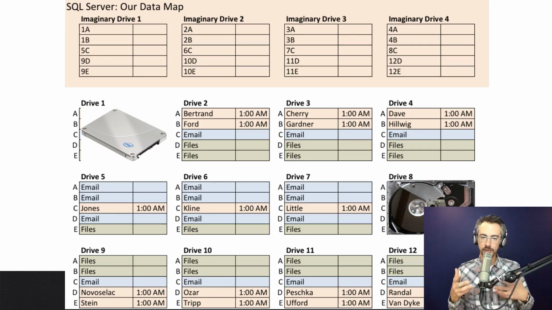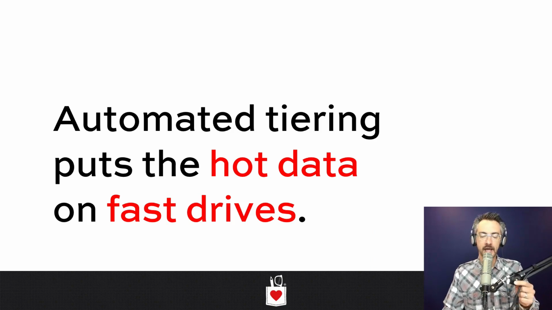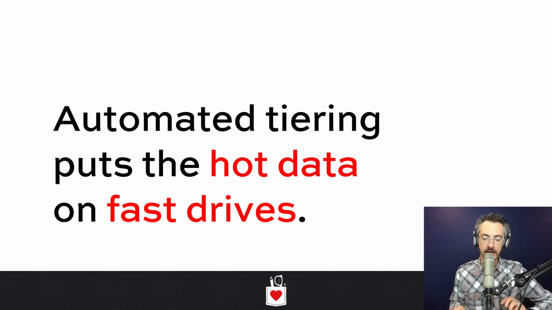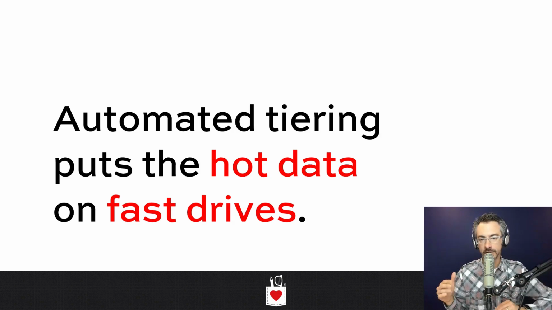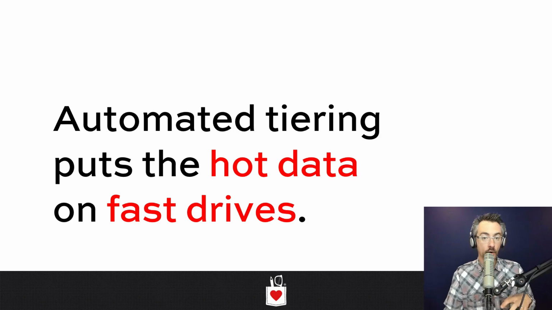The storage just looks at which data do you access a lot, which data do you not access a lot, which data do you change a lot, and which data never changes. And then, based on your change rate, it automatically puts frequently accessed, or what I would call hot data, on faster drives, and puts older, slower, less accessed data on older, cheaper, slower drives.